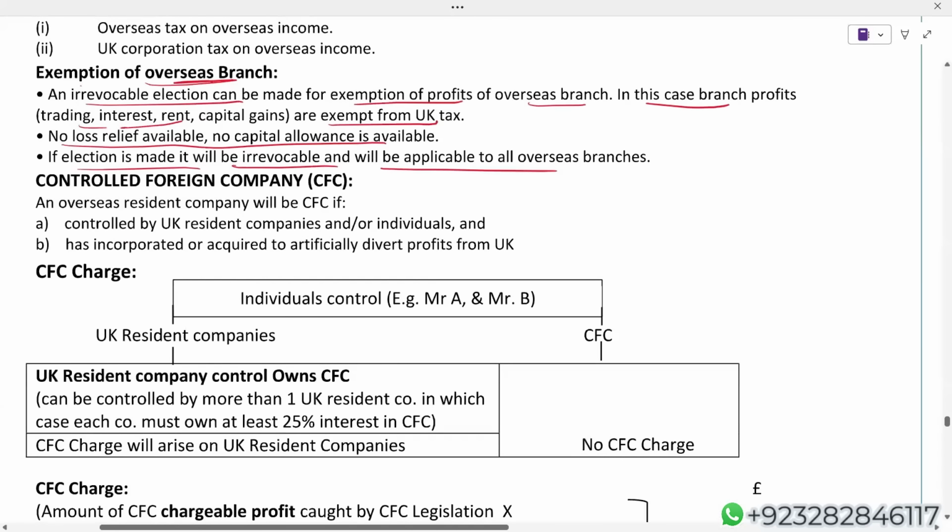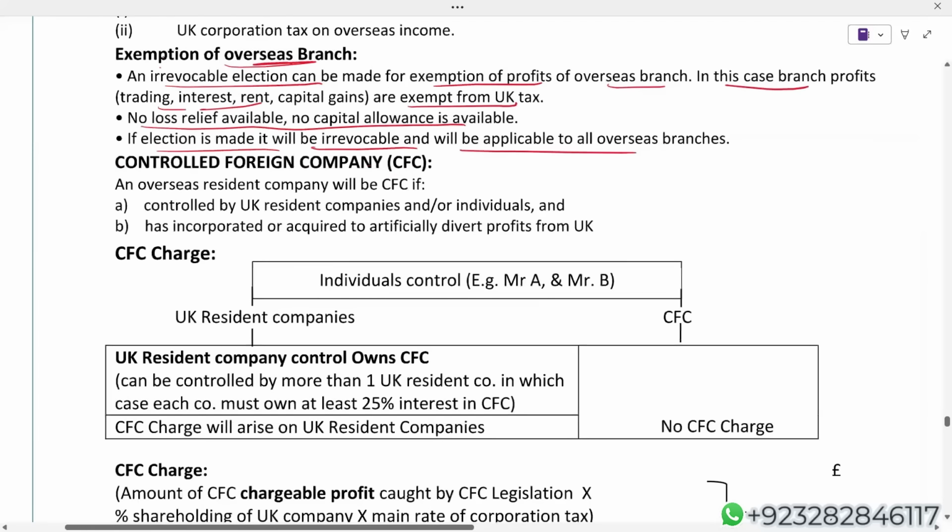Now, student, the final concept of corporation tax: controlled foreign company, CFC. An overseas resident company will be a CFC if controlled by UK resident companies and/or individuals, and has incorporated or acquired artificially diverted profit from the UK. So if there is any controlled foreign company, HMRC thinks that those controlling the overseas companies have actually artificially transferred funds from the UK to overseas. That is why a CFC charge arises.